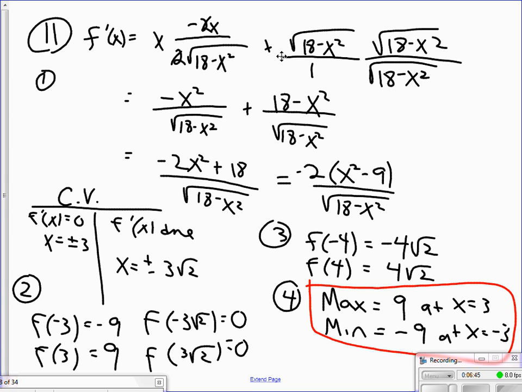So I don't think the concept's so bad, but it's just all the math and putting it together: setting the numerator equal to 0, the denominator equal to 0, and solving.